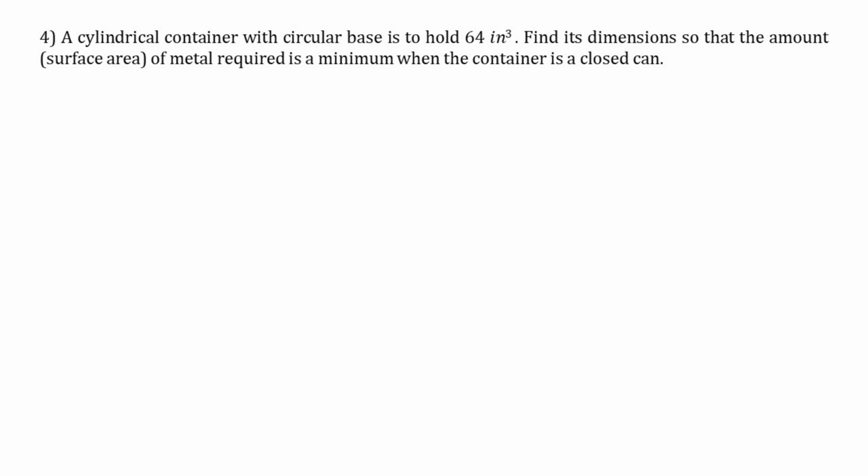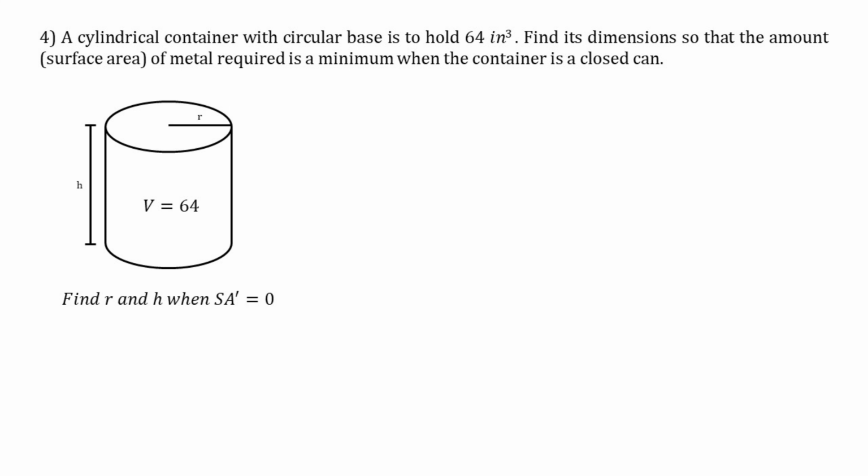Before we proceed with the solution, let's first try to analyze the given and what we have to find. The container holds 64 cubic inches. Then it is the volume. We need to find its dimensions so that the amount of metal, the surface area in other words, is minimum. And we can only say that the surface area is at minimum when its derivative is equal to 0.